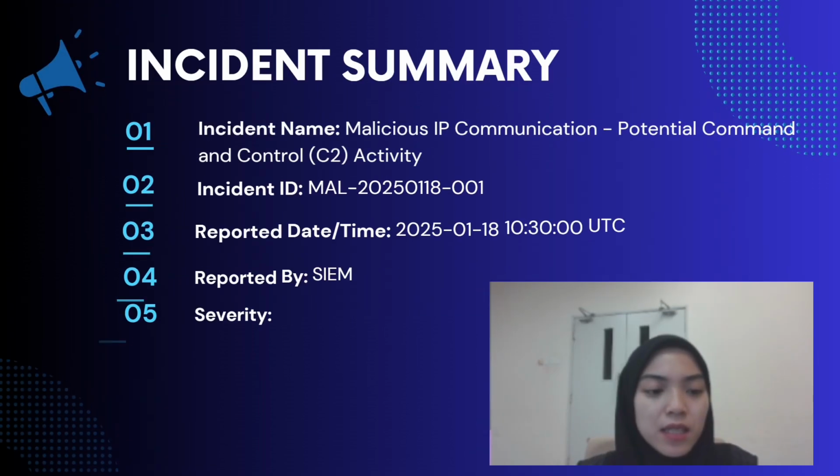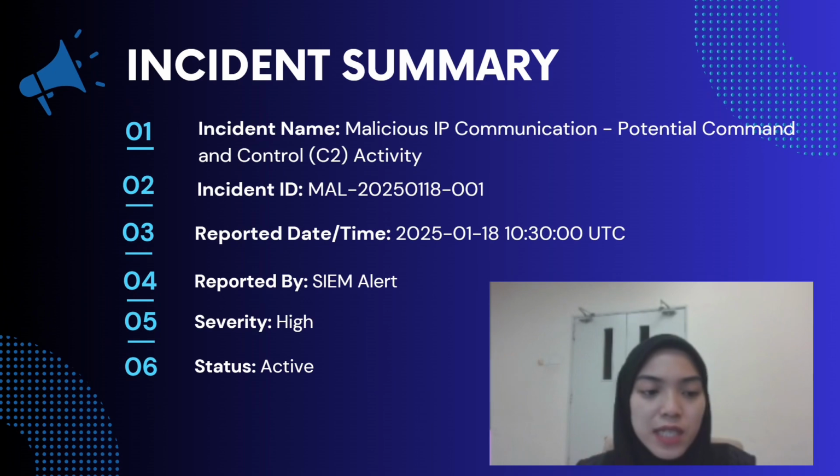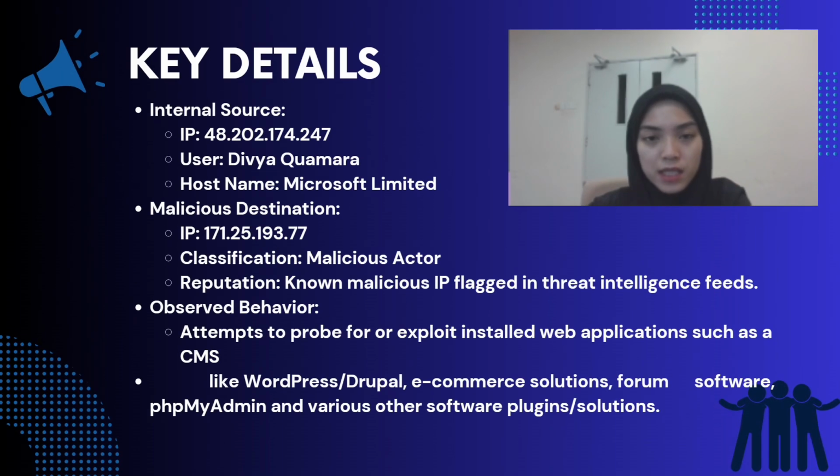Today we will discuss the details of an active cybersecurity incident titled Malicious IP Communication, Potential Command and Control (C2) Activity. This incident, identified as MAL-2025-0118-001, was reported on 18 January 2025 at 10:30 UTC. The alert originated from our SIEM system, classifying it as a high severity incident requiring immediate action. Let's delve into the key details.